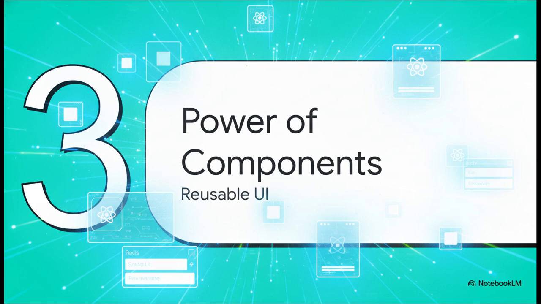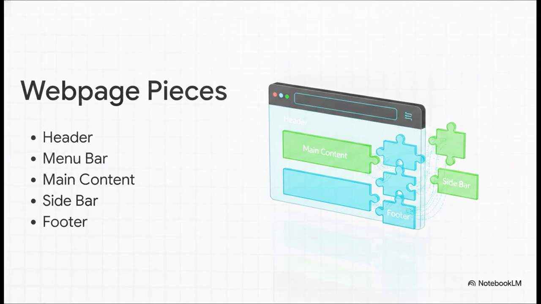Section 3. The power of components. To actually pull off these targeted updates, React relies on a very specific architectural philosophy. In the React ecosystem, you don't look at a web page as one giant, terrifying wall of code. Instead, you break it down into a puzzle made of modular, independent pieces called components. You have your header component, your menu bar, your main content area, sidebar, footer. Every single one of these is a completely self-contained block of functionality.